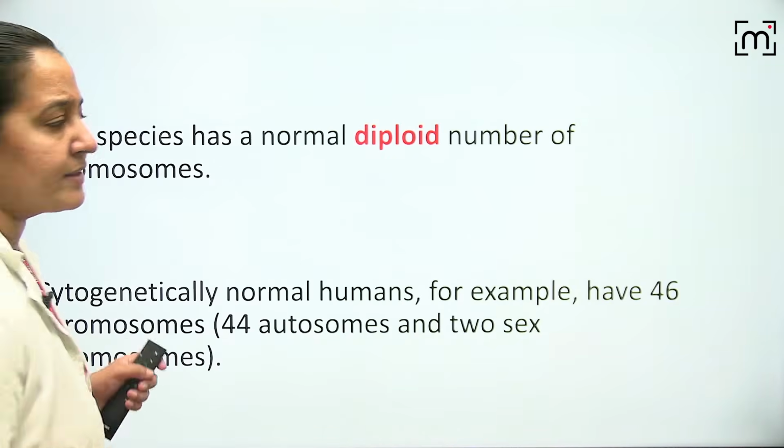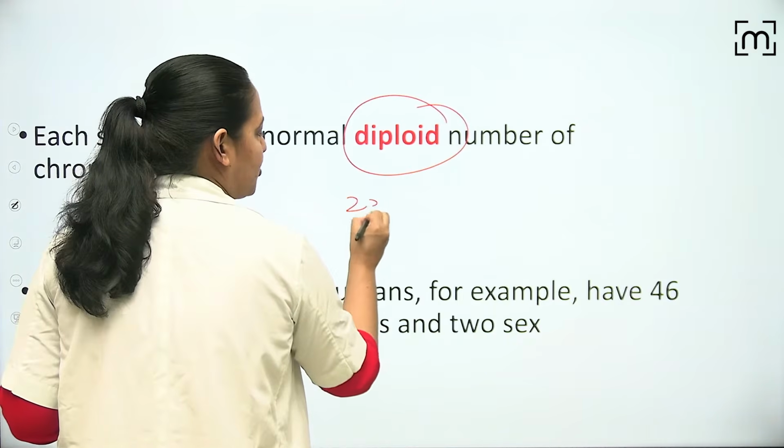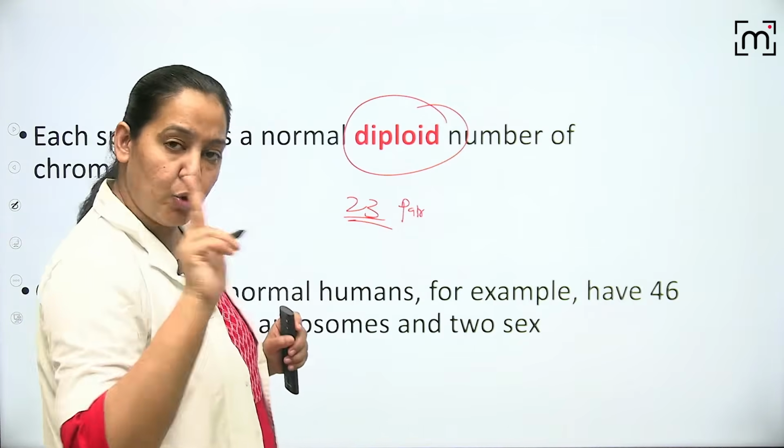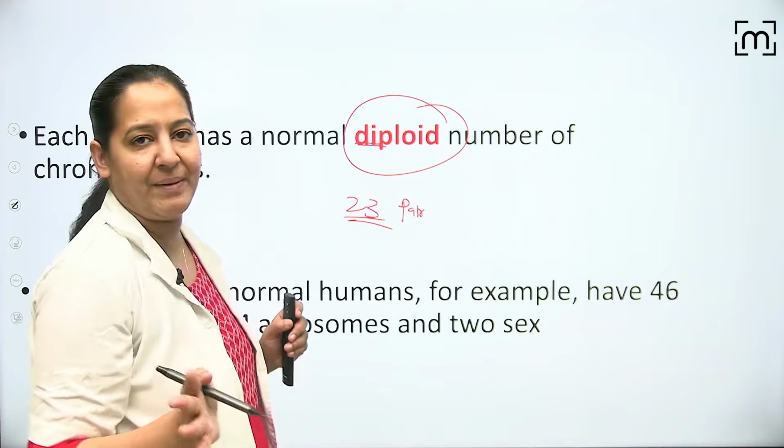Now, in all the cells of the human body, it is known as diploid. Diploid means 23 pairs, not 23 one. So 23 is one set. Two sets of 23 are present. That is known as diploid. Diploid means it is always in pair.